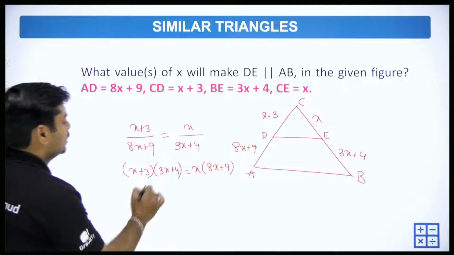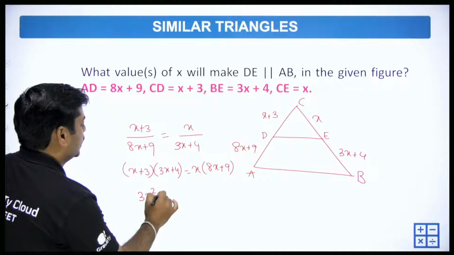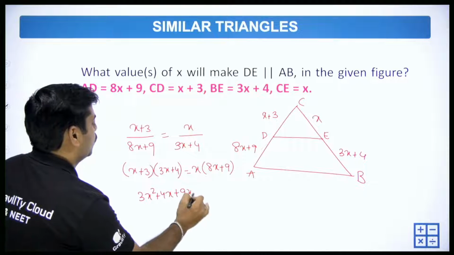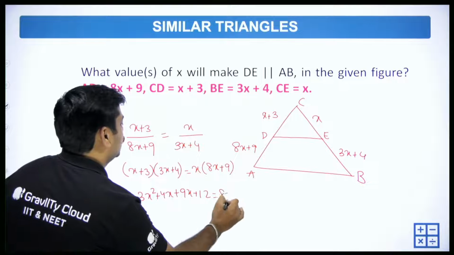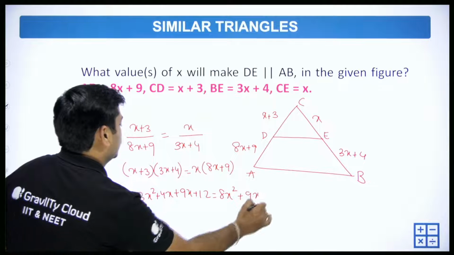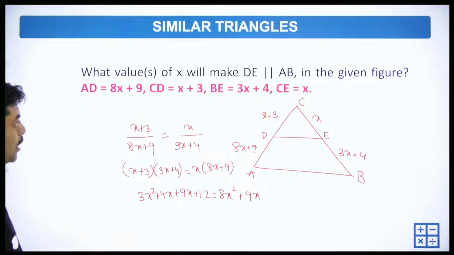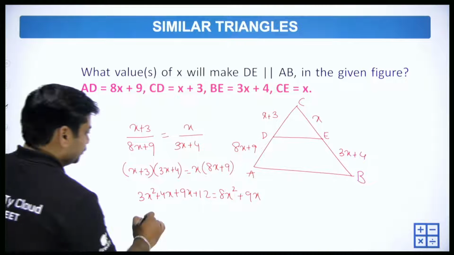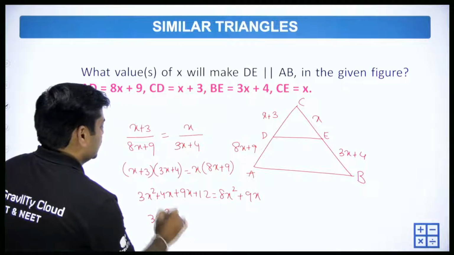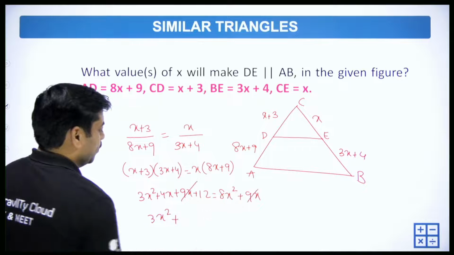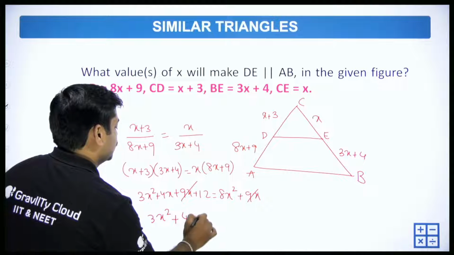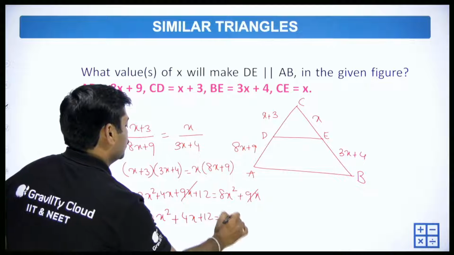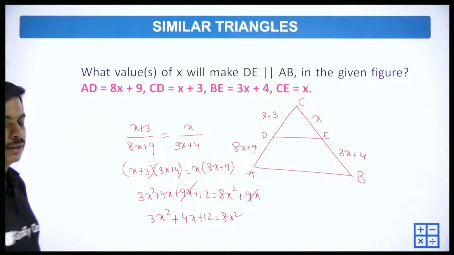So x into 3x is 3x square plus 4x plus 3 3s are 9x plus 4 3s are 12 is equal to 8x square plus 9x. Okay, now let's solve this clearly. We can cancel 9x and 9x, that will be easier. So 3x square plus 4x plus 12 is equal to 8x square. So try to bring everything to the other side.